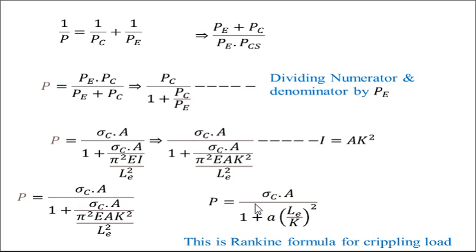So we have to overcome the limitations of the Euler's theory, which applies only to long columns. This Rankine's formula, or this particular empirical relation, is used for all types of column, that is long column, short column, and medium column also. That is the speciality of the Rankine's theory or Rankine's empirical relation.